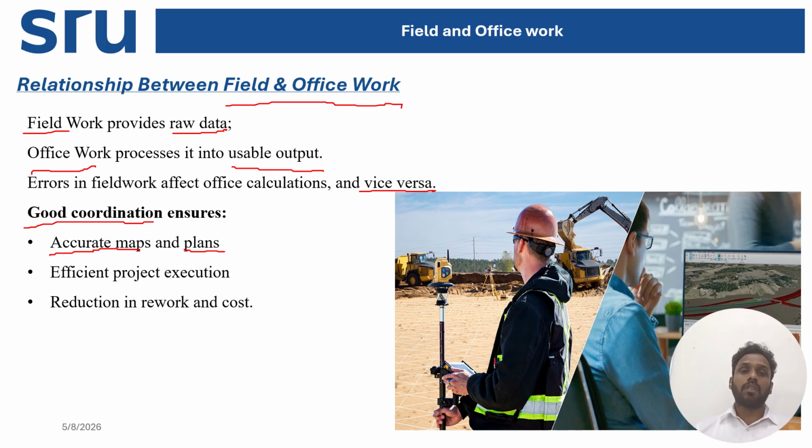is exact correlation between the person who is working in the field and the person who is working in the office, or the work you have done in the field with the activity in the office, which should be in good coordination, right? With minimal error. This will be carried out only when you have exact coordination between the field work and the office work.